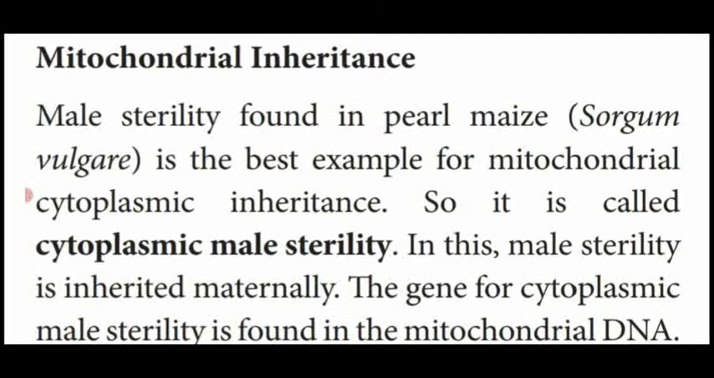Likewise, like chloroplast inheritance, what will happen? The male plant is unable to produce the nucleus, sorry, it produces the nucleus, not the cytoplasm. So it is said to be sterility only, and the female alone is responsible for the inheritance of the character. Likewise, the male sterility in pearl maize is also observed for mitochondrial inheritance. So this inheritance is named cytoplasmic male sterility.